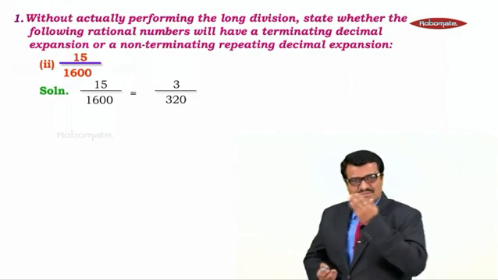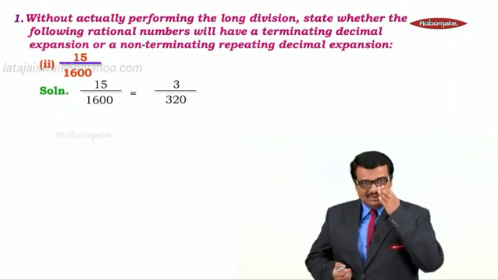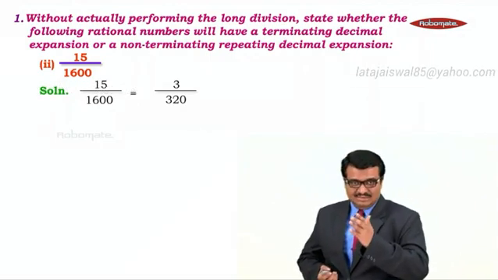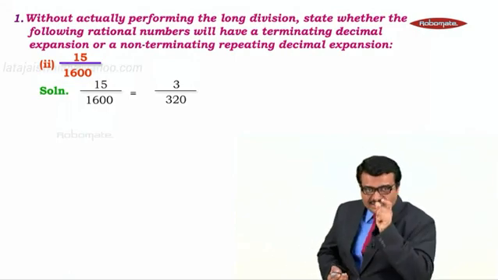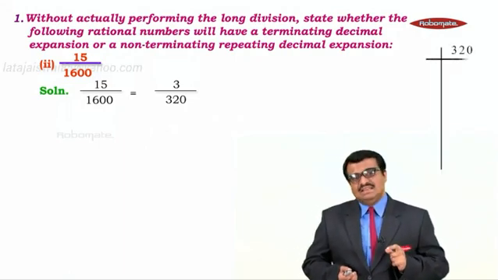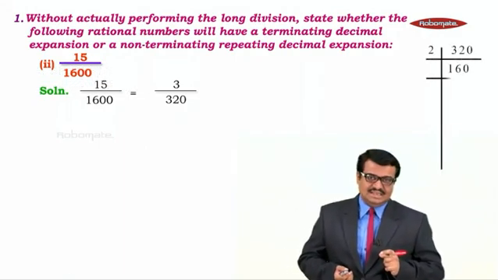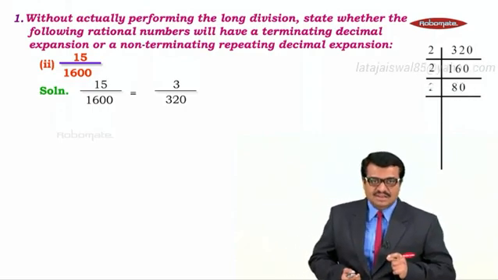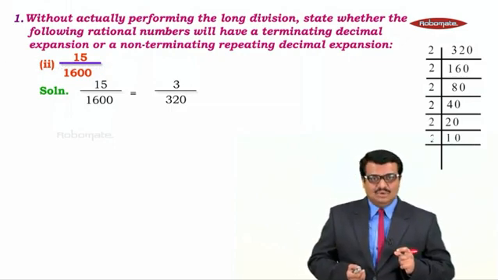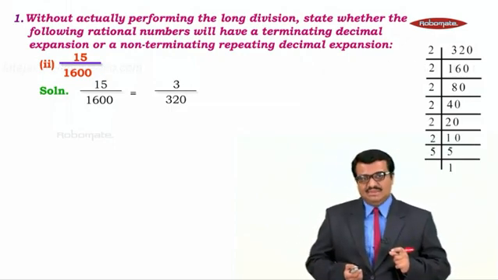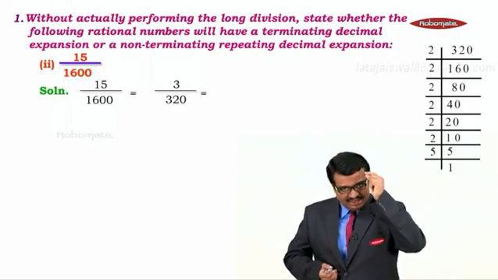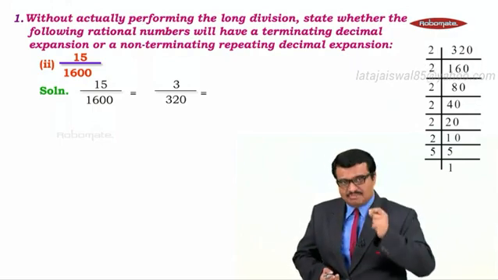Now, like the previous module, we have to check whether this one has got terminating decimal expansion or non-terminating, that is repeating decimal expansion, but without performing the long division. So what we will do, we will take this 320 to the working column and factorize it. Okay, so let us factorize 320. 2 160s are, 2 80s are, 2 40s are, 2 20s are, 2 10s are, 2 5s are, and last 5 1s are. Okay, so this 3 upon 320, the denominator 320 we will write as a product of prime factors.